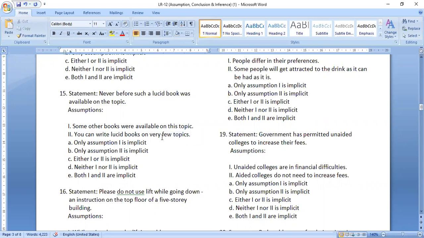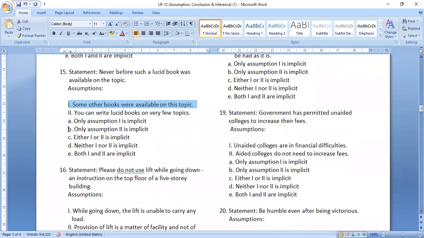No, sir. I think it's option A. I think only 1 is implicit. So I think it's option A. Okay.